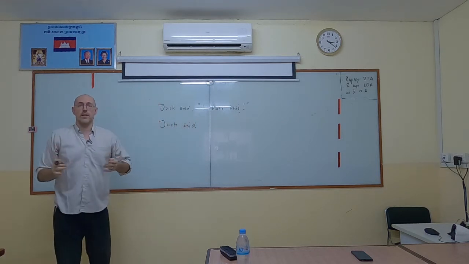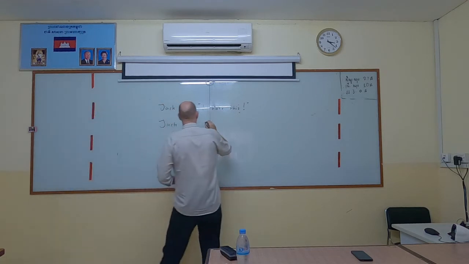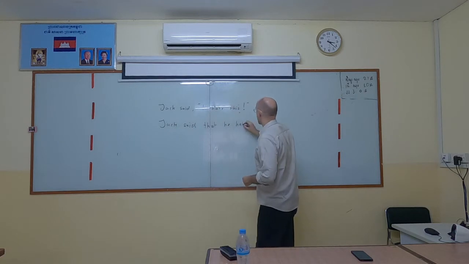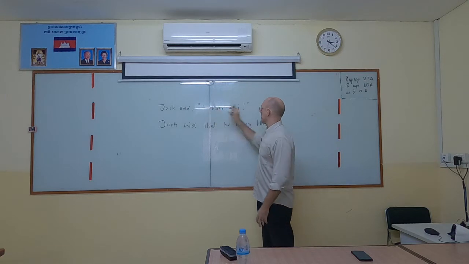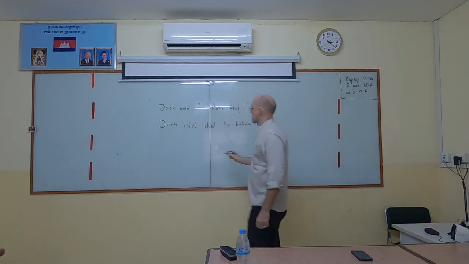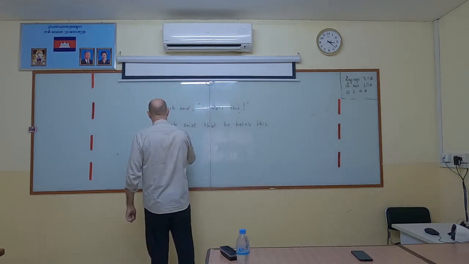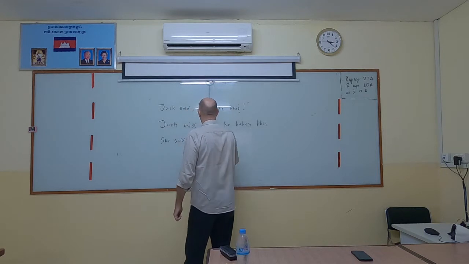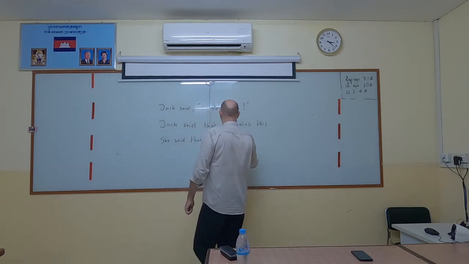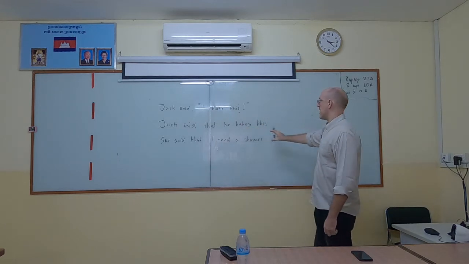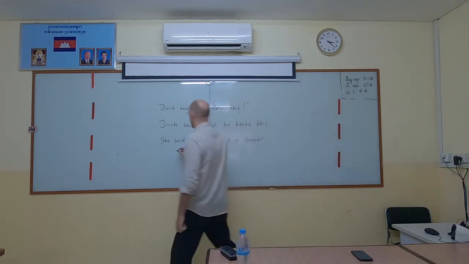So the simplest rule is to add that. Jack said that he hates this. And it's as simple as that. We take out the quotation marks and we put in that. And vice versa. She said that I need a shower. She says this all the time. She said that I need a shower.